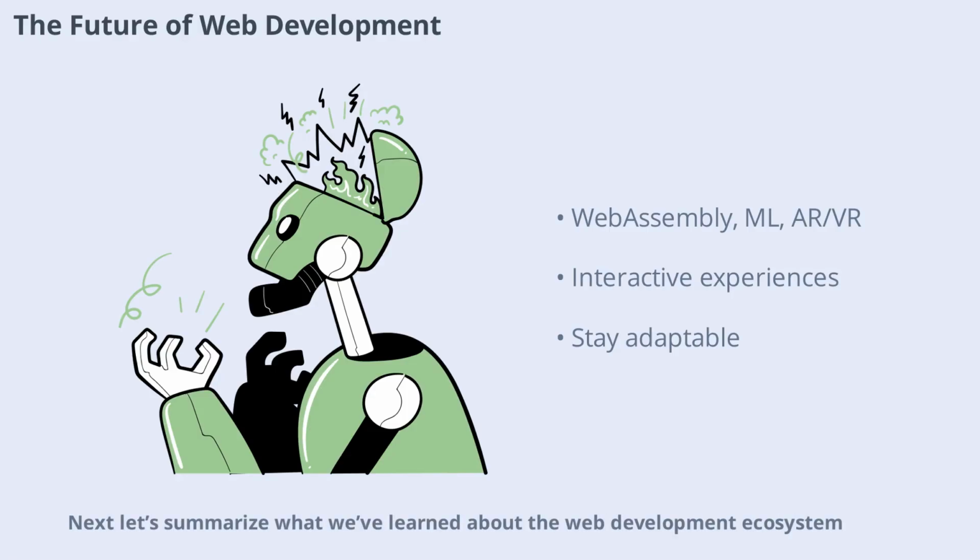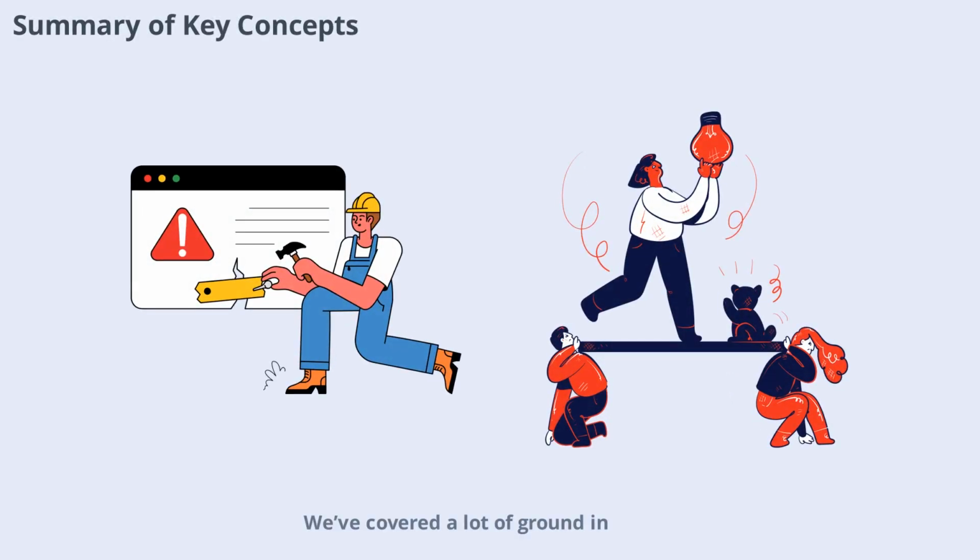Next, let's summarize what we've learned about the web development ecosystem. We've covered a lot of ground in our exploration of the web development ecosystem. From front-end and back-end technologies to teamwork, security, and emerging trends, each element plays a vital role. Understanding how these pieces fit together helps you appreciate the complexity and creativity involved in building for the web.